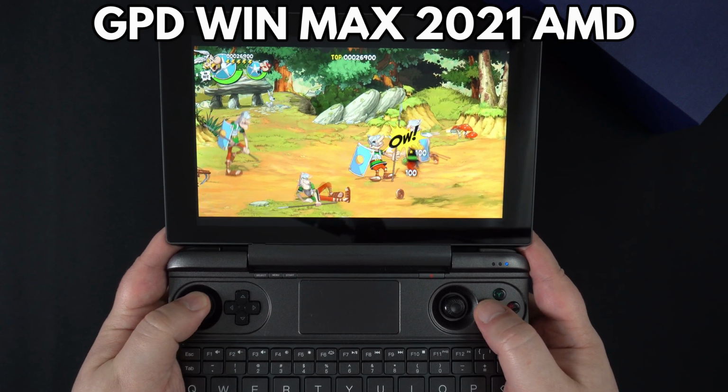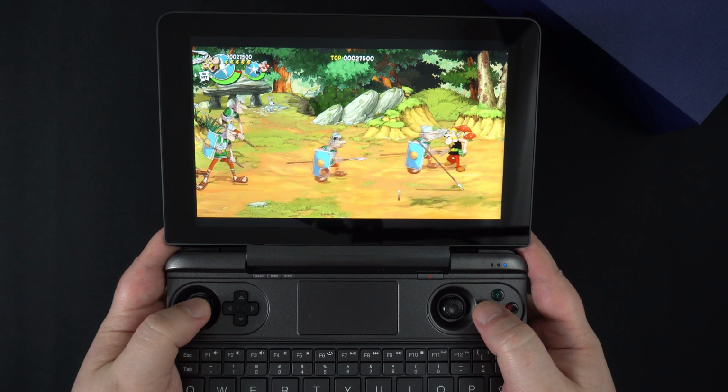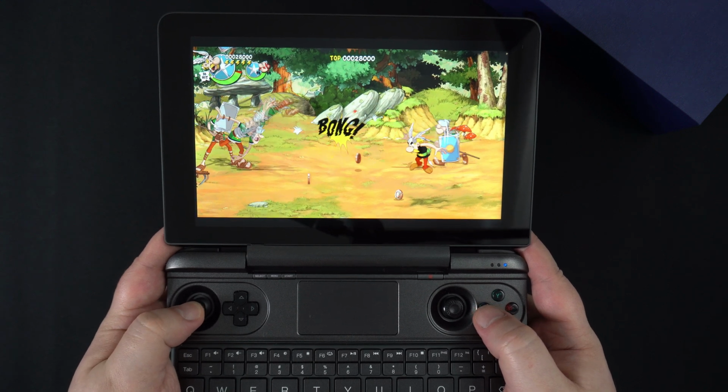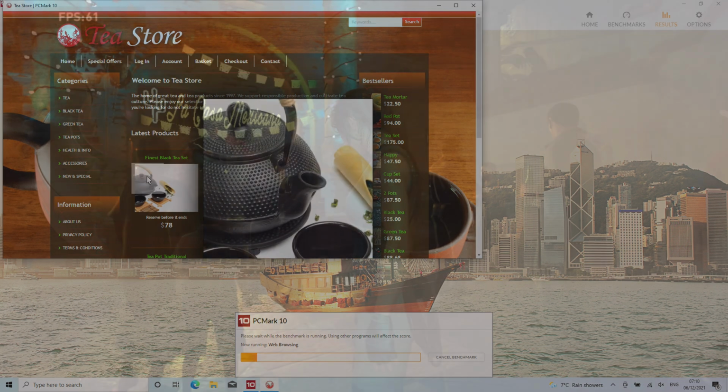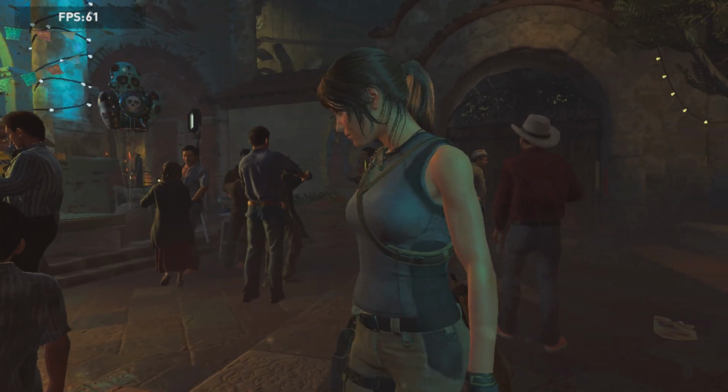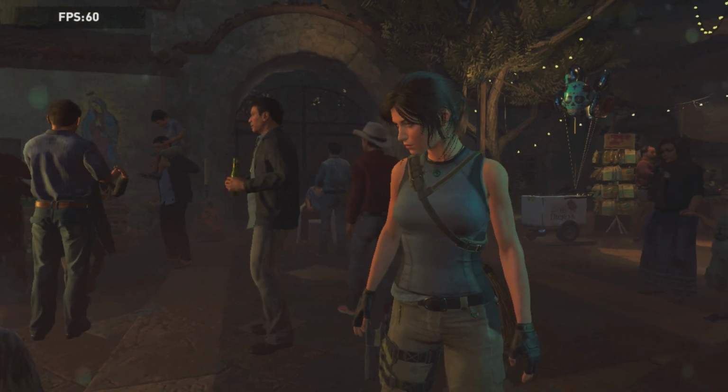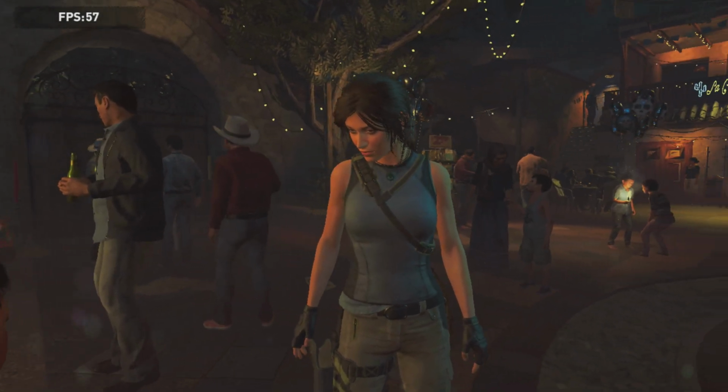In this video we are checking out the GPD Win MAX 2021 AMD model with Ryzen 7 4800U processor. We will be running some system and gaming benchmarks, then comparing the results to other handhelds.